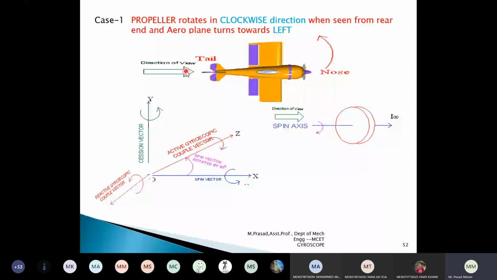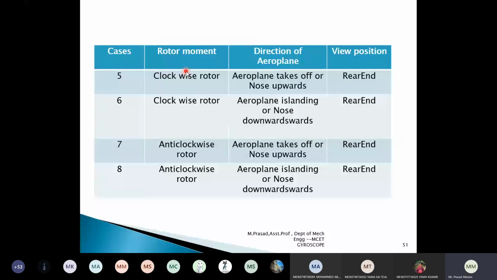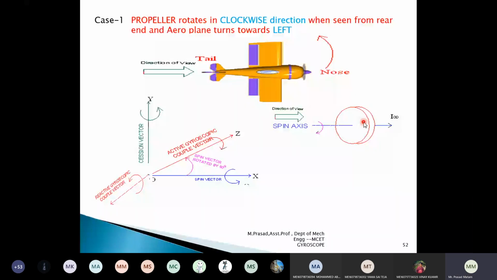So, direction of view from the rear end. Here, I have already mentioned that I am seeing from the rear end of the aeroplane. For all the cases, my position of view is the rear end. What is the rear end here? The tail portion is the rear end. This is my direction of view.